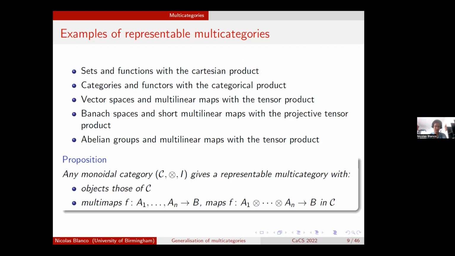We also have this idea that if you give me any monoidal category, I can build a representable multi-category that we call the underlying multi-category. It will have the same objects as the monoidal category, and a multi-map is just a map that goes from the tensor product of the input into the output. So always keep in mind the idea of vector spaces. A multilinear map can be defined as a map that goes from the tensor product of the input into the output, and which is linear. And we will see that we can actually go the other way around: any representable multi-category comes from the underlying multi-category of a monoidal category.